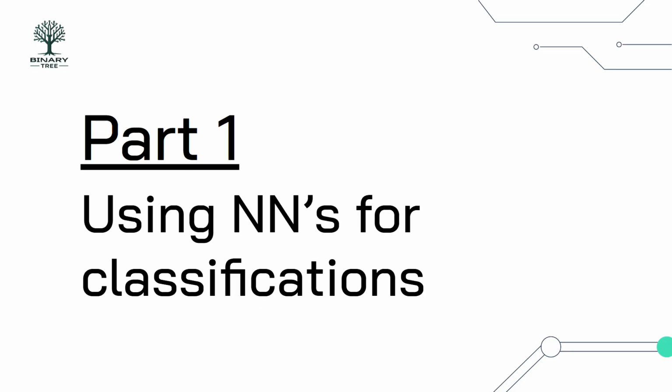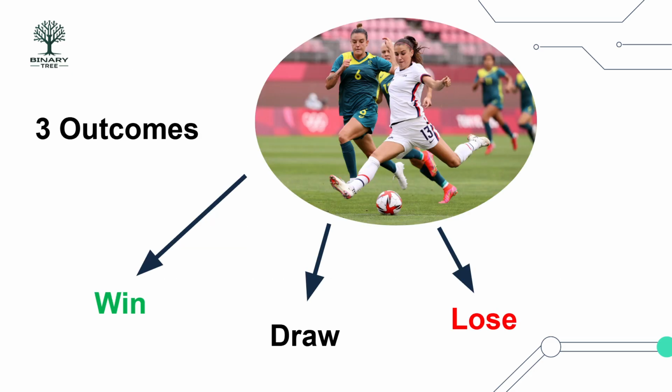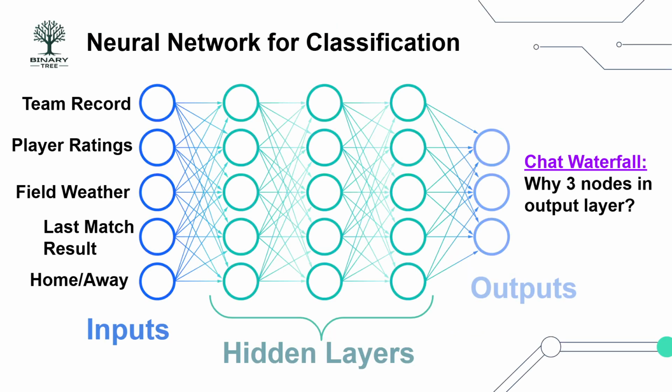So now we're at week 6. We're using neural networks for classification first. We've used them for regression so far, which means predicting a quantitative outcome like the price of a home, but we can also use them for classification, like logistic regression, predicting a categorical outcome. Let's say the outcome of a soccer match, or a football match. Let's say in this football match we have 3 outcomes: winning, losing, and drawing. We can make a neural network that takes in all these inputs, has some sort of hidden layer running through it, and then outputs with 3 nodes in the output layer.